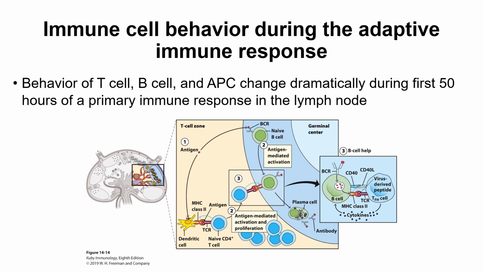Whether we're talking about B cells or T cells, this should trigger an initial wave of proliferation in both types of cells. So we see rounds and rounds of mitosis that should occur in this first set of responses. This is antigen-mediated activation and proliferation. And then we see differentiation.